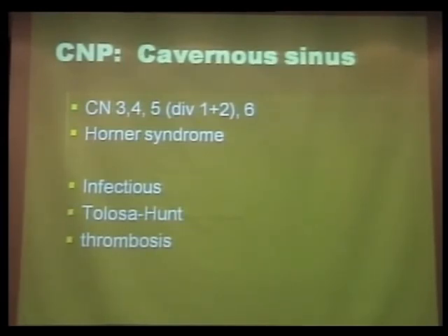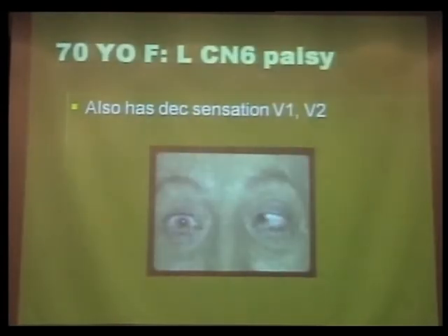Cavernous sinus disease can get the cranial nerves as well. You may see Horner syndrome from involvement of the sympathetics as well. And of course, infection, thrombosis, Tolosa-Hunt syndrome, aneurysms are all possible causes.